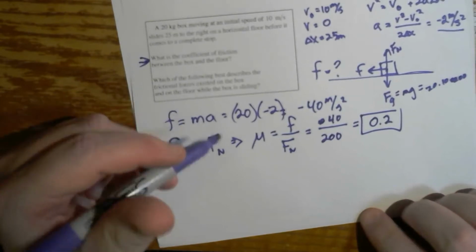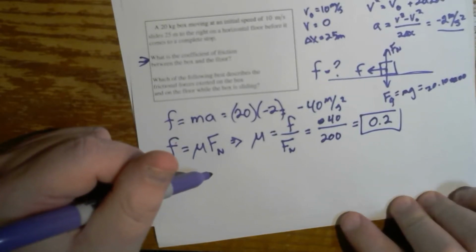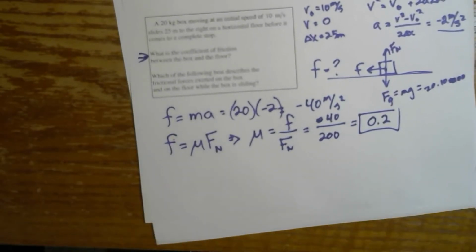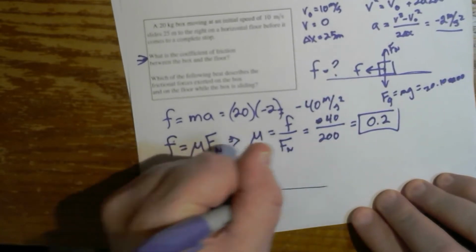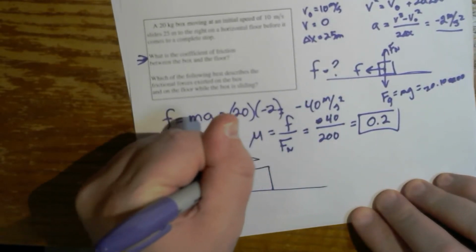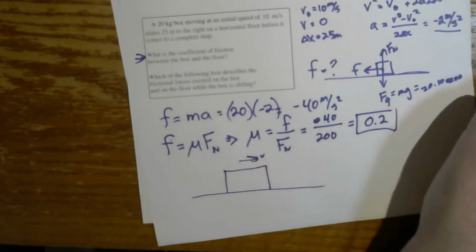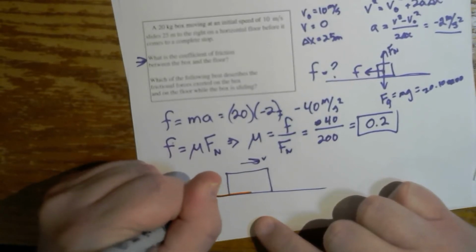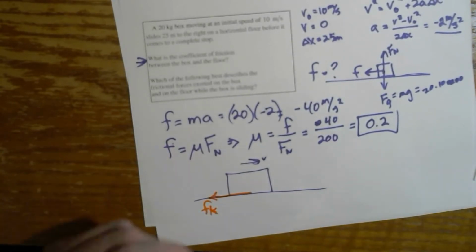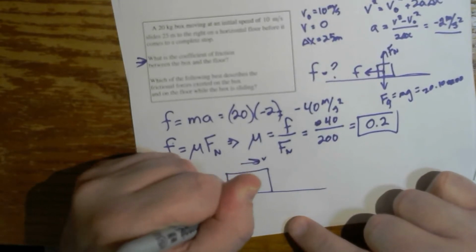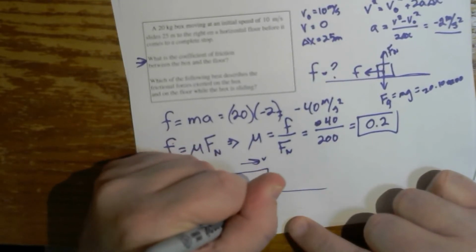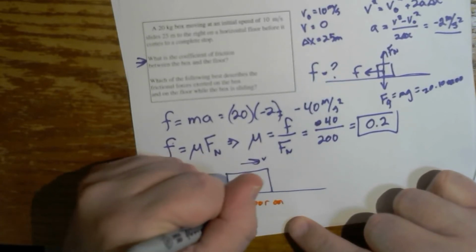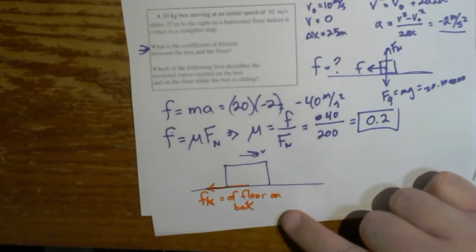All right. Now the next part of the question says, which of the following best describes the frictional forces exerted on the block and on the floor while it's sliding? So when you look at it, as this thing is moving to the right, there's a frictional force that opposes that. That's that kinetic friction that we're talking about, Fk. But that's the friction of the floor onto the box. I can't write today.